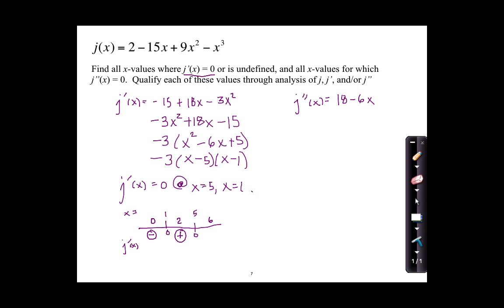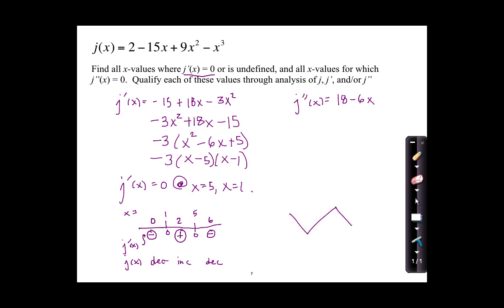So, or larger than 5, like for instance 6. So that's going to be negative also. So I could say that based on these signs of j prime of x, that j of x is decreasing, then increasing, and then decreasing in those three intervals. So decreasing, increasing, decreasing.